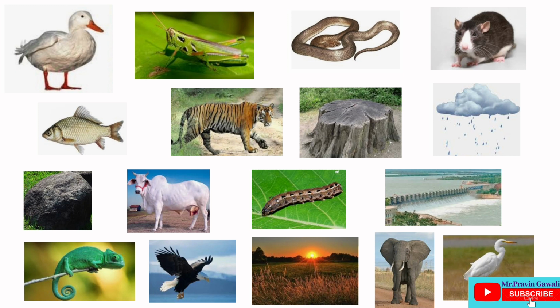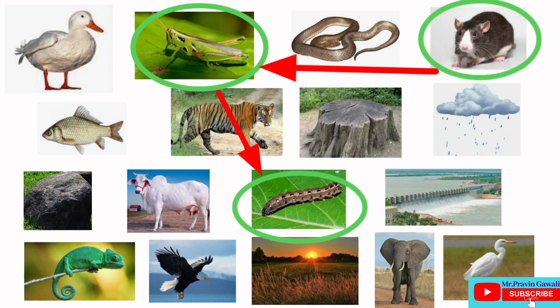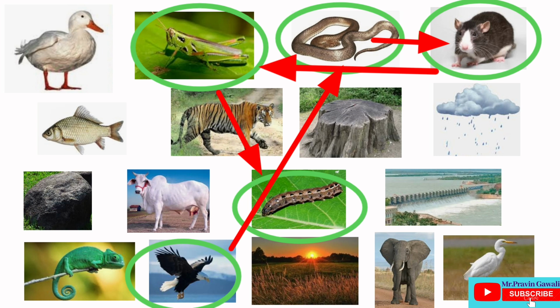Yes students, have you observed the pictures carefully? Now we shall discuss the mutual relationship between all these living and non-living things. I shall give you some examples of mutual relationship between them. For example, grasshopper eats leafworm, rat eats grasshopper, snake eats rat, and eagle eats snake. Here one is the food of the other. So this is the relation between these living things.